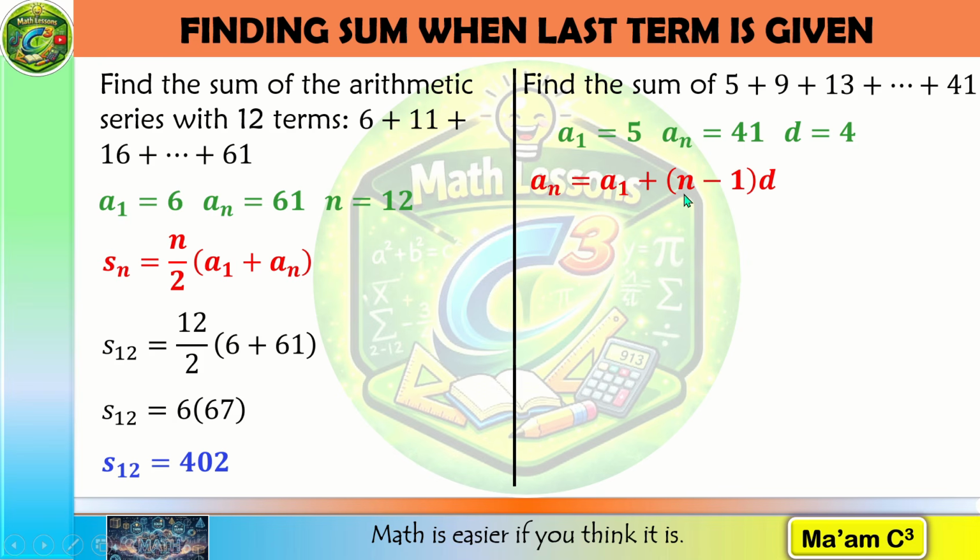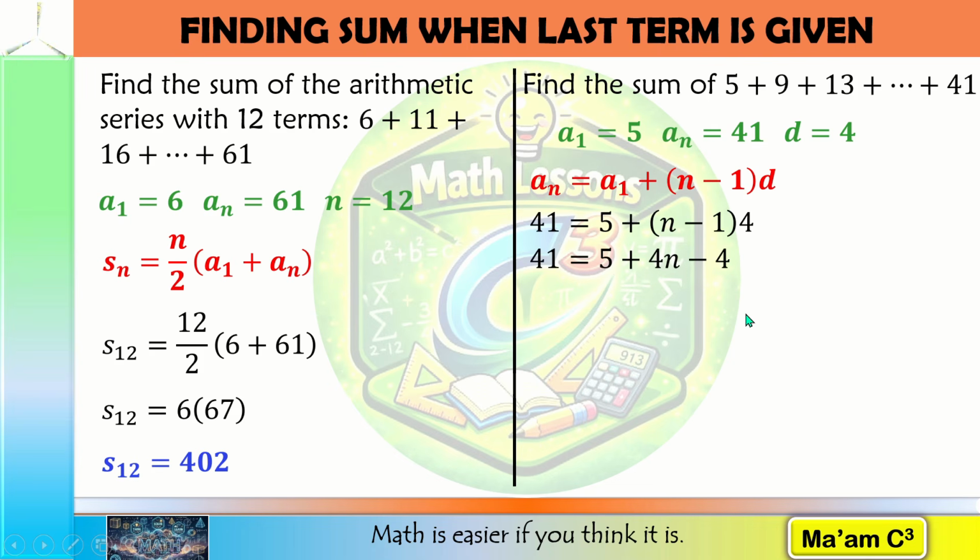Our n is what we are looking for, and d is equal to 4. Let's distribute 4. 4 times n is 4n. Negative 1 times 4 is negative 4. 5 minus 4 is equal to 1. Let us combine like terms.